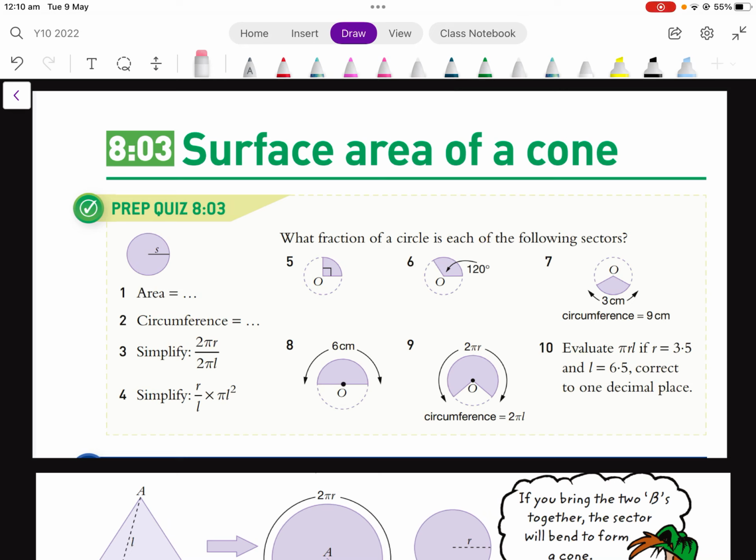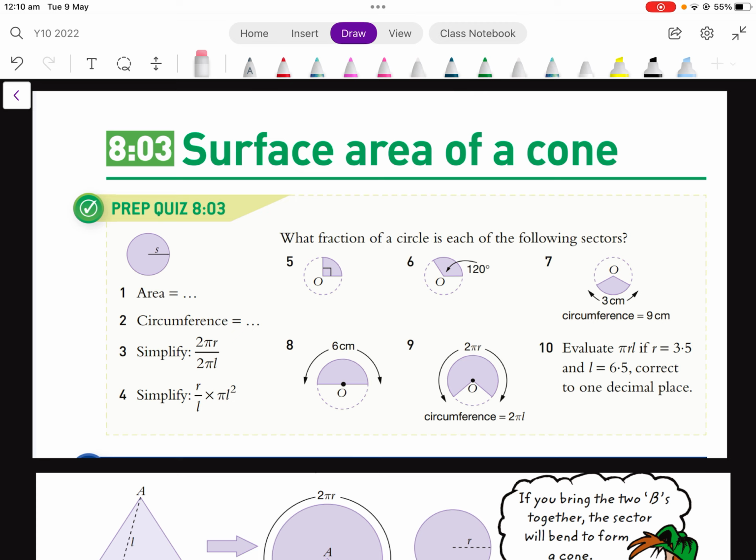Hi there, we're looking at the surface area of a cone in this lesson. Before we proceed, we'll do a prep quiz, and you can pause and complete this section from 1 to 10 and then check your answers. So let me solve these ones.